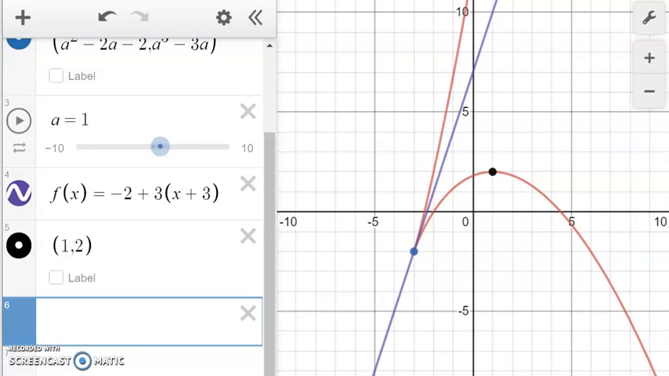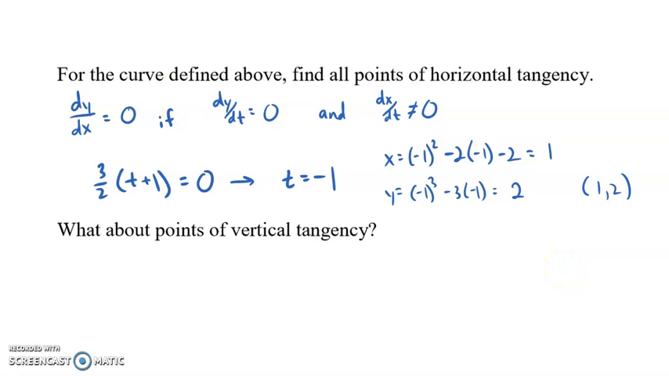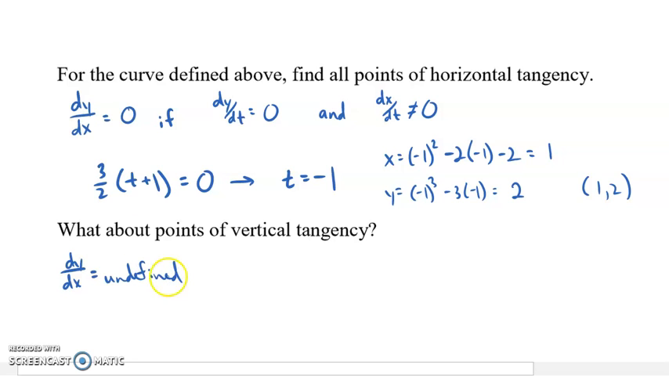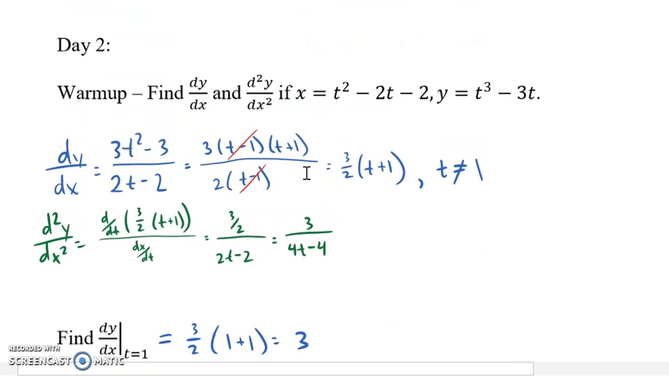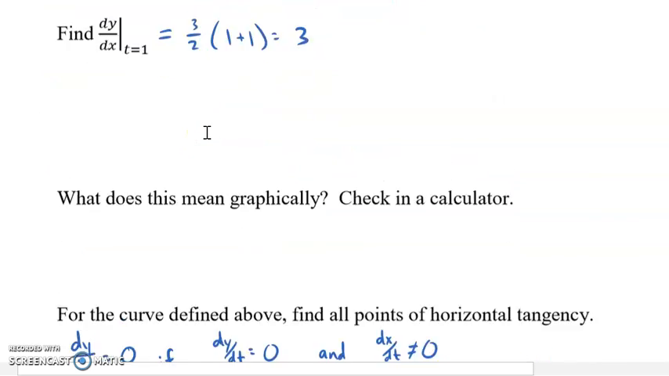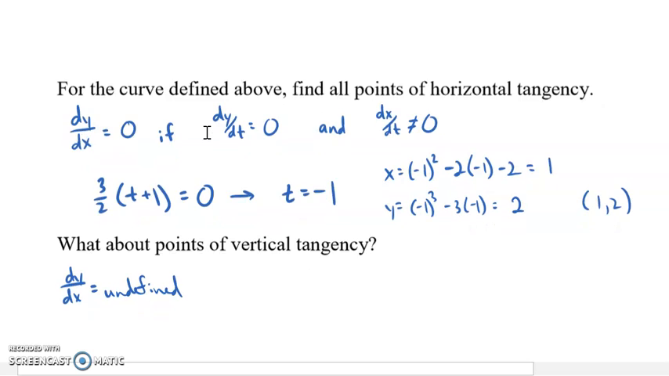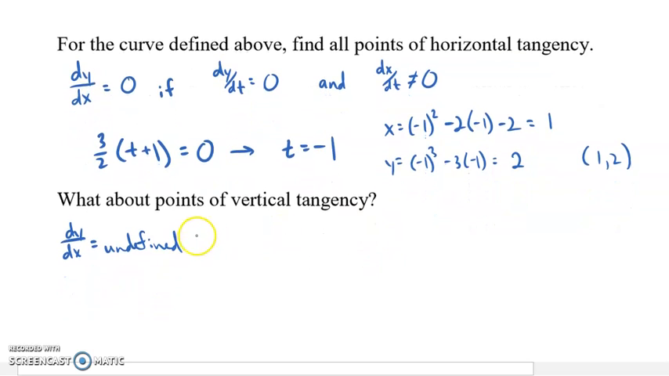Now, if we ask about points of vertical tangency, we would say, well, when is dy dx undefined, right? Well, we did find a place where it was undefined. It was undefined at t equals 1, right? Because we got a 0 over 0. But did that mean we got a vertical tangent line? It didn't, right? We had a slope of 3 instead. So actually what we need to say here is not an indeterminate undefined, but a number, a non-zero number divided by 0.